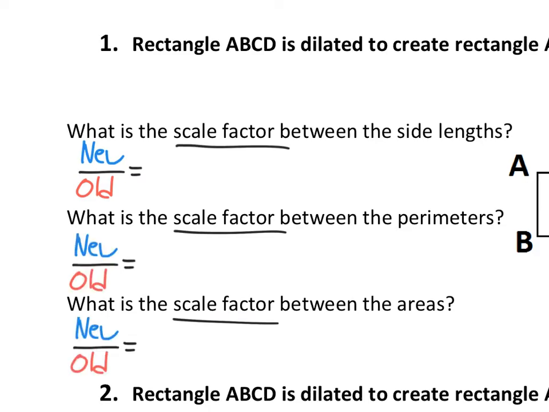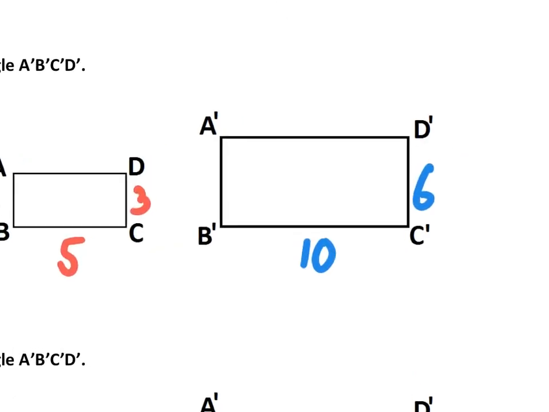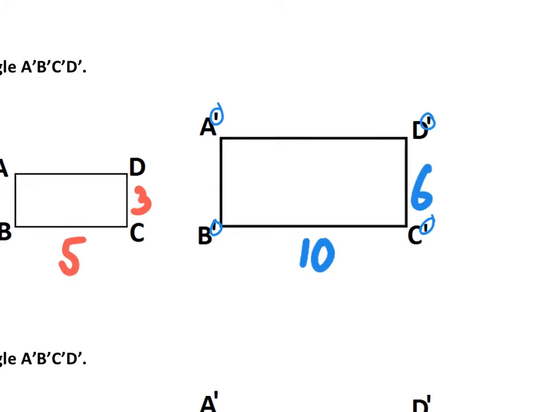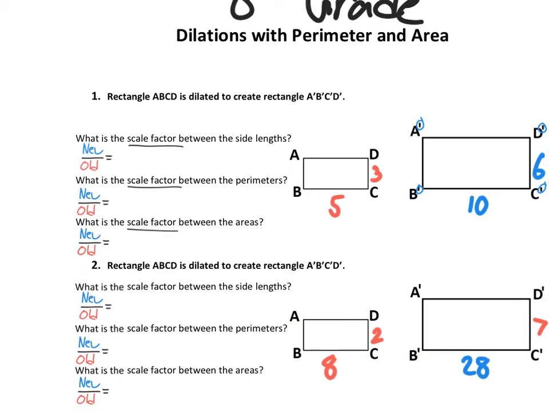So the first thing I need to do is go through and figure out which one my new one is. New is always wherever the primes are. So all of our primes are right here, so the one on the right for us is going to be our new one. That first part, it wants to know the scale factor between the side lengths. So I've got to use proportional side lengths.